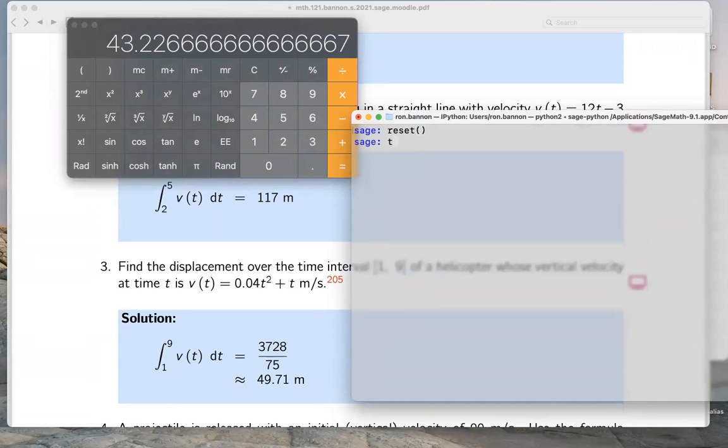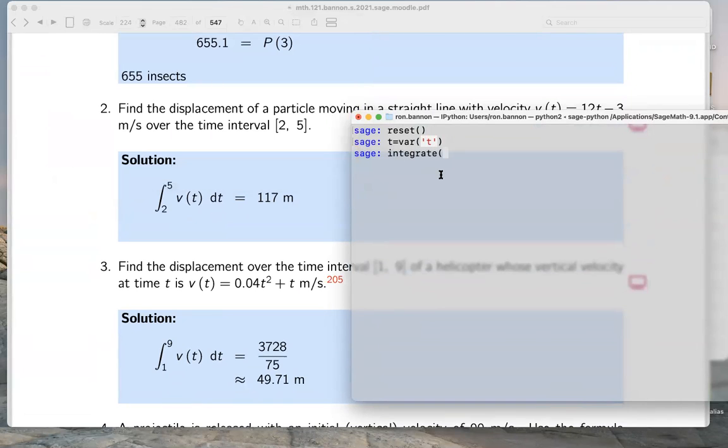I'm going to let t be a variable. t equals var. I am going to integrate. What am I going to integrate? It's going to be 0.04 star, yes, you must use the star, t squared plus t. And t is the variable. And t is starting at 1, and it's stopping at 9. I think I did that. I'm going to get 49.71.